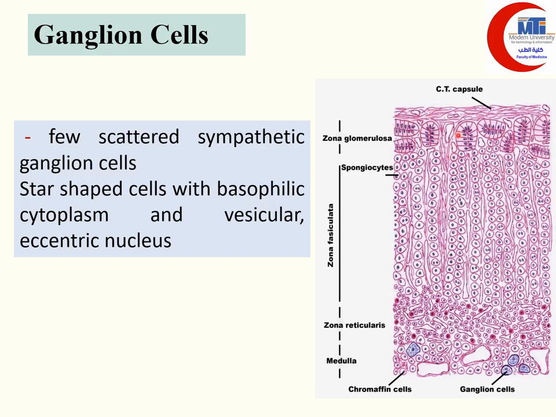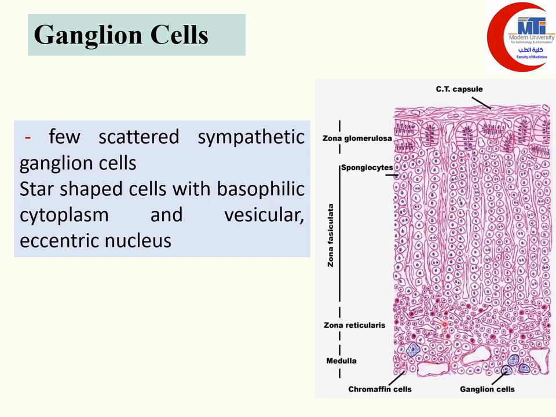From the structure of capsule, trabeculae or stroma descend to divide the suprarenal cortex into compartments. Then the parenchyma, which contains the functioning cells that secrete hormones, formed of cortex and medulla.